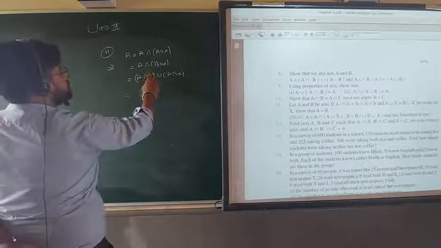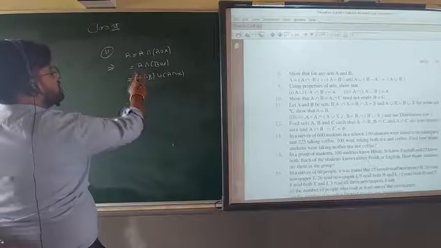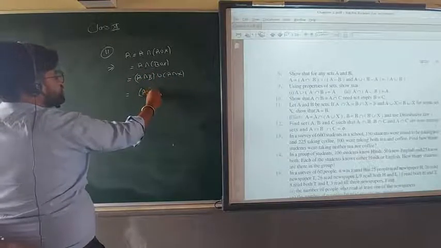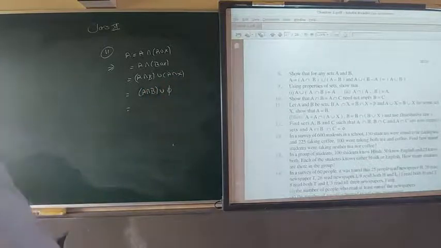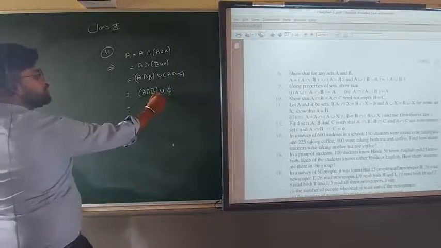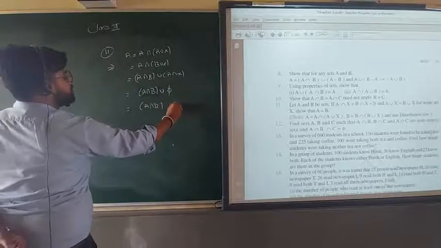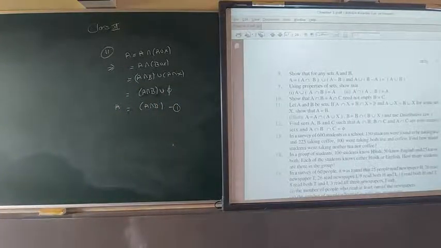A intersection B is there, and A intersection X. This one as it is, and this one will be 5. Means A intersection B part union 5. So what is the union of this? A intersection B part union 5 is A intersection B only. So make this equation number 1. Here A is there.